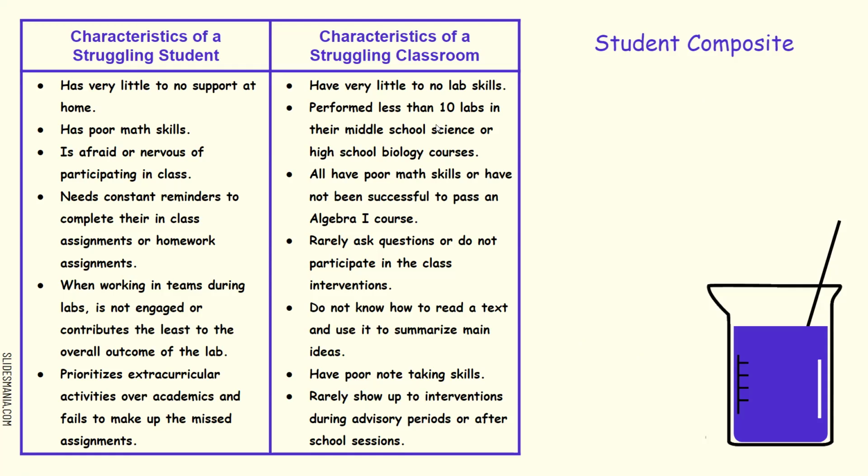For the struggling classroom in chemistry, the students have very little to no lab skills. They have less than 10 labs of experience, either in their middle school science or biology courses. They have very poor math skills or have not been successful on passing Algebra 1. They rarely ask questions or do not participate in the class interventions. They do not know how to read a text. They have very poor note-taking skills, and they rarely show up to interventions during the advisory periods or the after-school session.